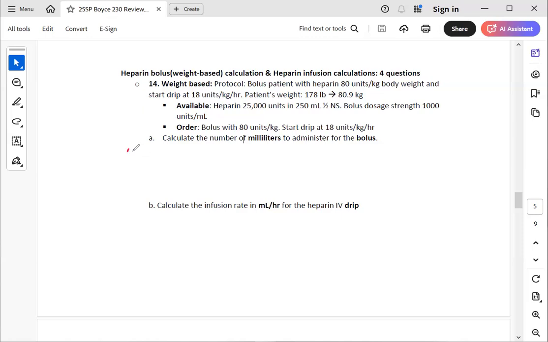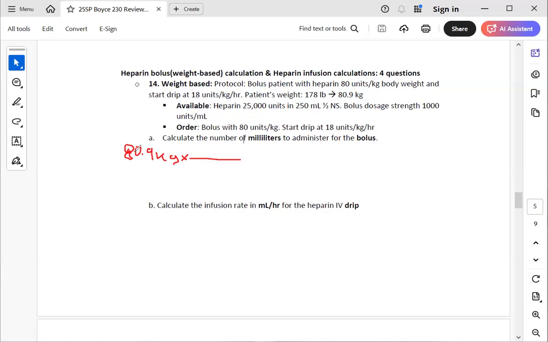Okay. So what I'm going to do is start off with the patient's weight, which is 80.9 kilograms. I apologize, this is going to be rough with me trying to write these out. This will be better on Thursday if you're able to attend, because I'll have my connection a little bit better.